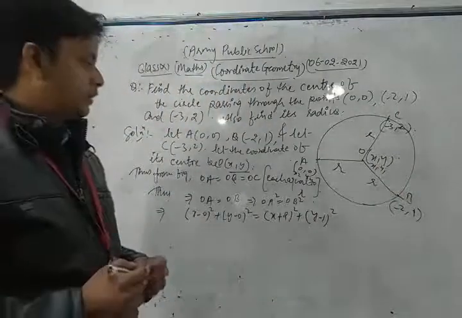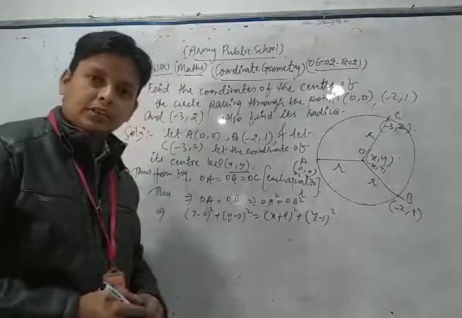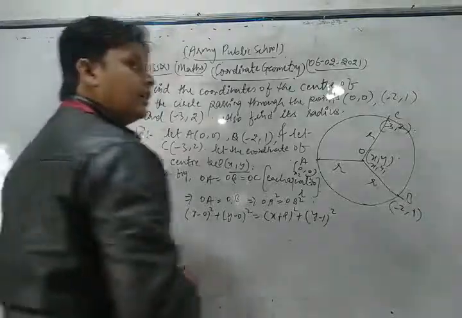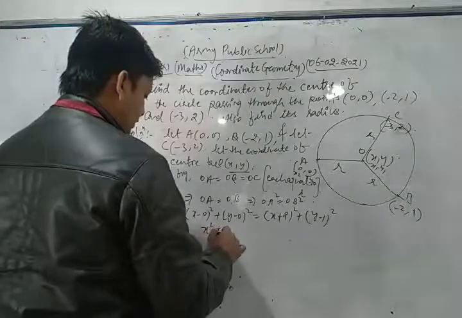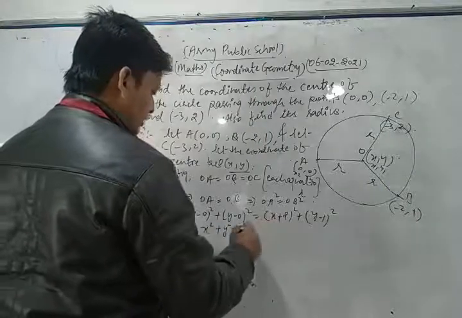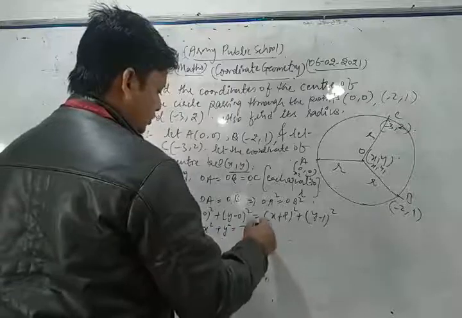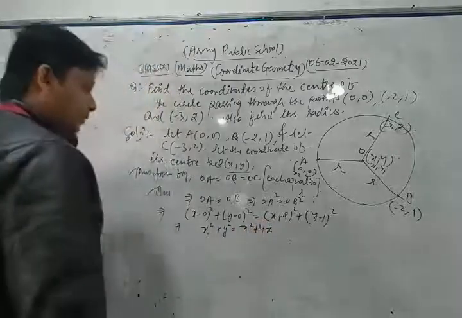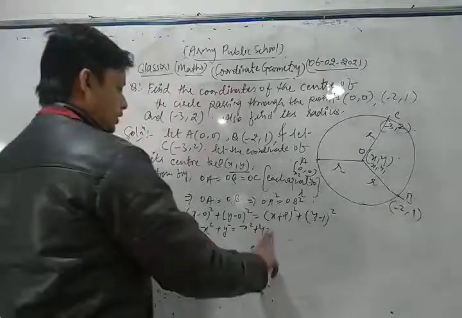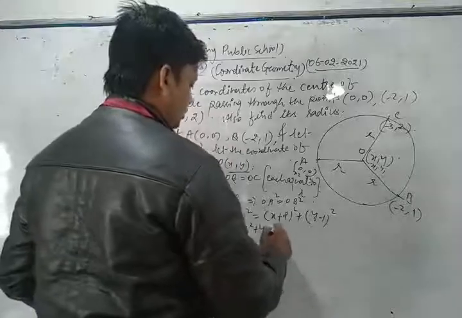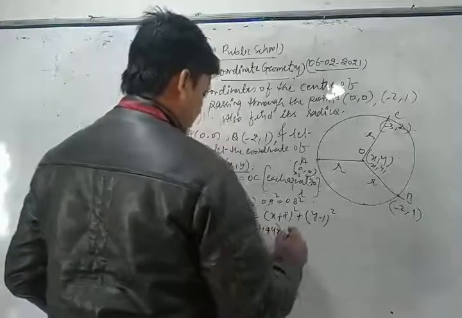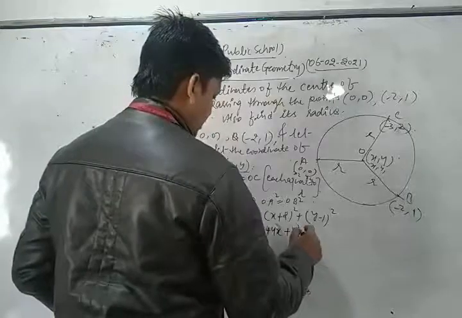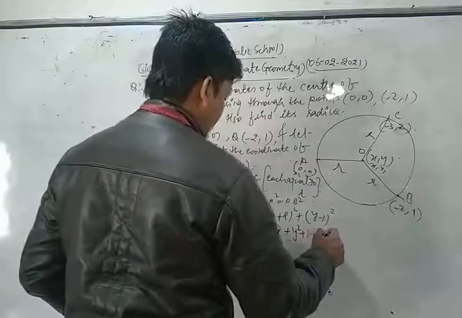Now when we simplify that relationship, we get x square plus y square. Here a plus b whole square means a square plus b square plus 2ab, which gives 4x. Now plus a square plus b square minus 2ab, this is minus 2ab.